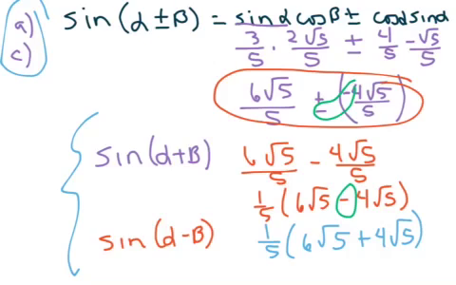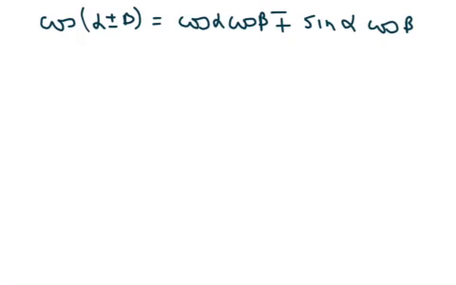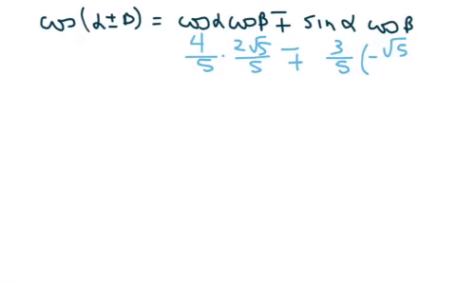Alright, now on cosine they only ask you to find one. We're going to find both of them because that's what you're going to have to do when you take your quiz. You're going to have to find them both. So we're going to do cosine of alpha is 4/5. Cosine of beta is 2 root 5 over 5. Minus plus sine of alpha is 3 over 5. And sine of beta is negative root 5 over 5. And this should be sine. So let me change that to sine. And this is sine of beta, sorry.